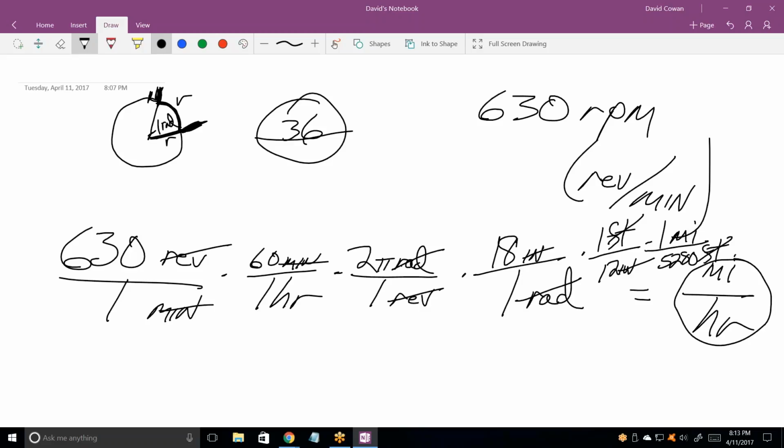All I have substituted in here is 5 or 6 conversion factors. In other words, I'm starting with 630 revolutions per minute, and I'm ending up with some number of miles per hour. Well, if I multiply all the numbers, in other words, I'm going to multiply 630 times 60 times 2 pi times 18, divide that by 12, and divide that by 5280. What do you get? 67 miles per hour.